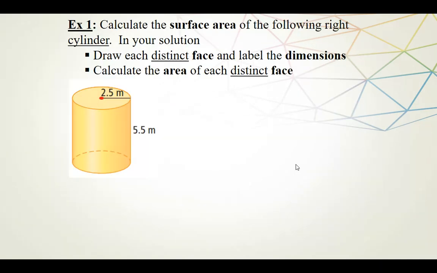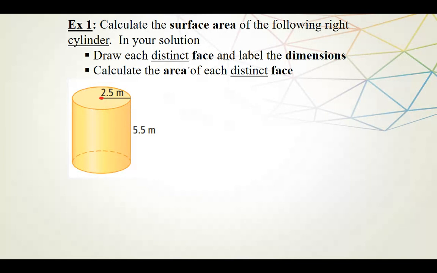First example, we want to calculate the surface area of the following cylinder. And again, just like in the previous problems where we were figuring out surface area of those shapes, we need to draw each distinct face, label the dimensions, and then also calculate the area of each face before we put everything together and determine the total surface area.